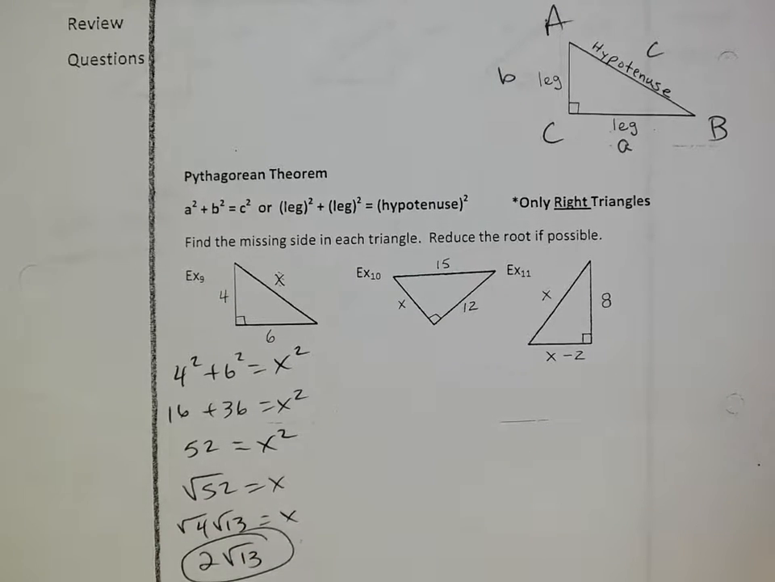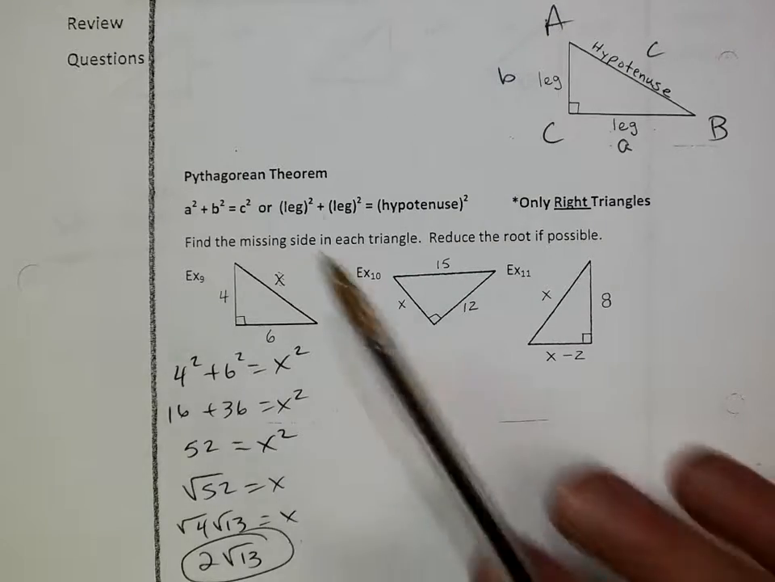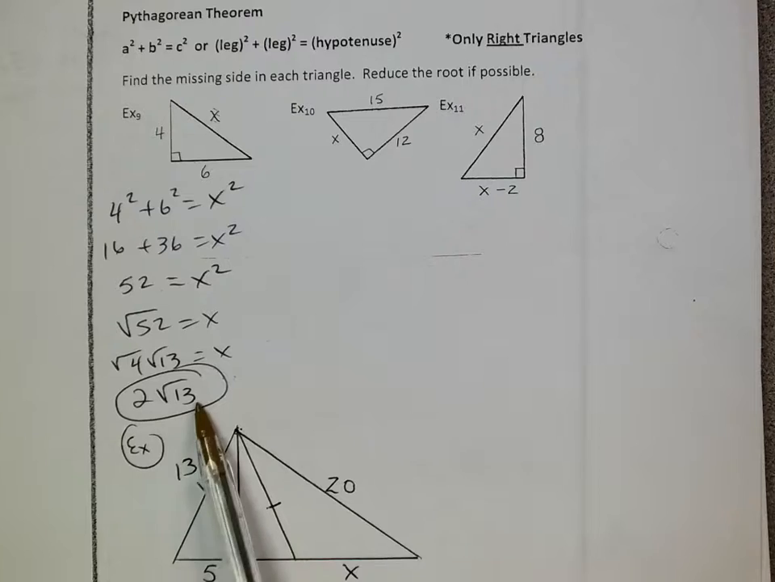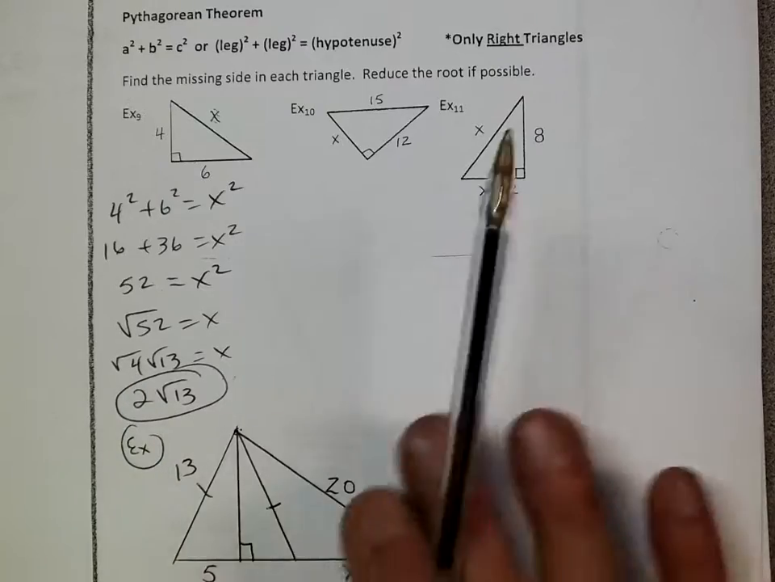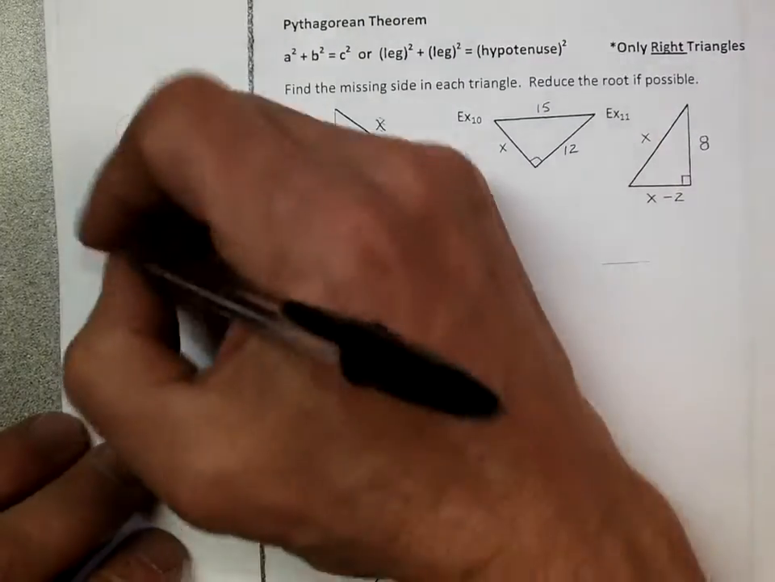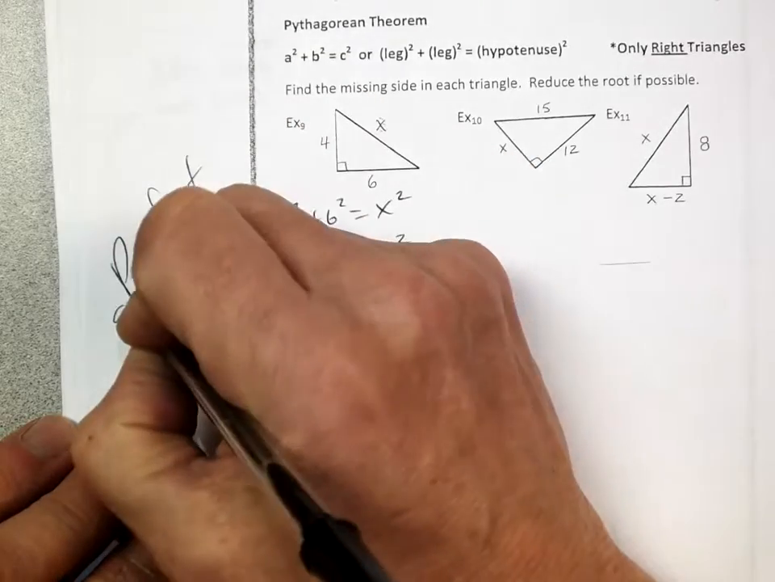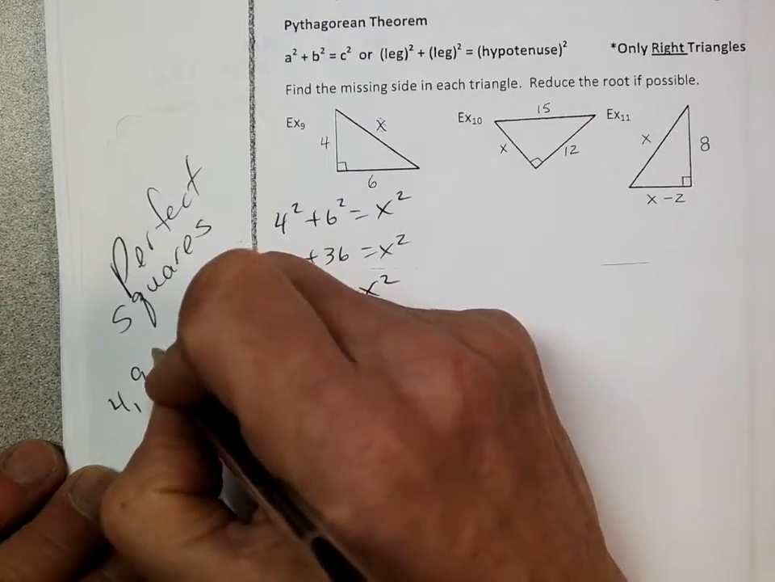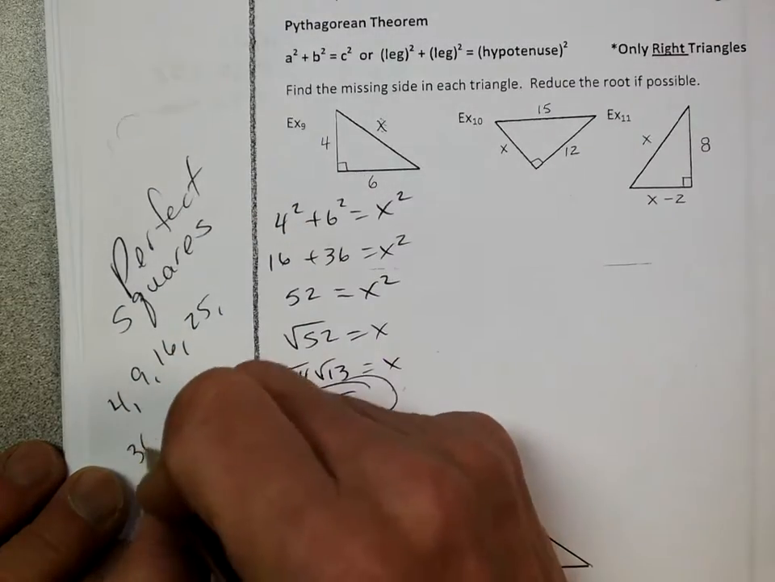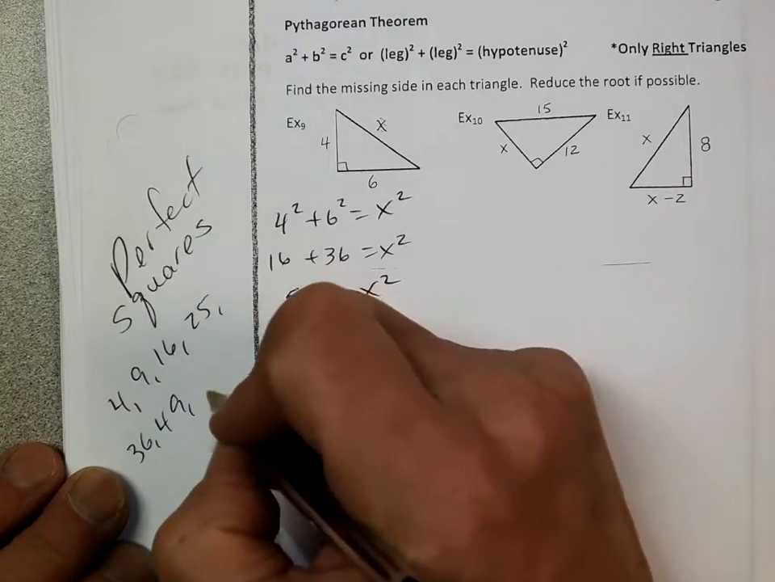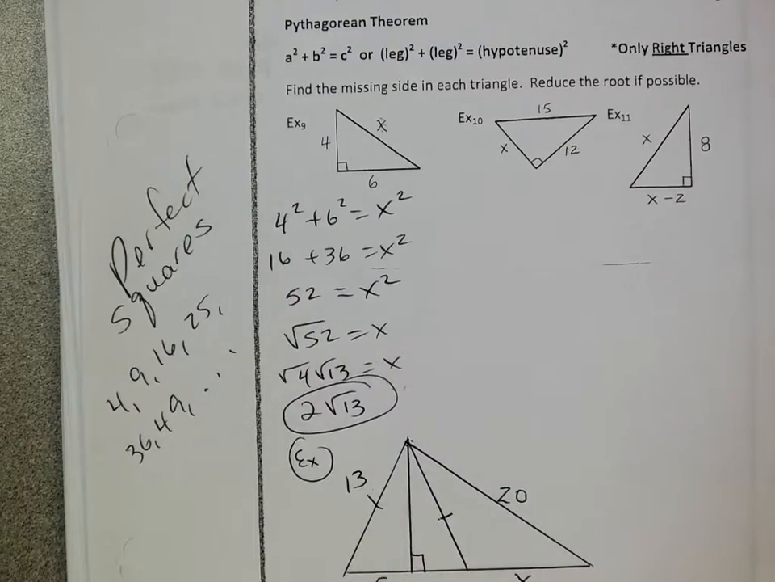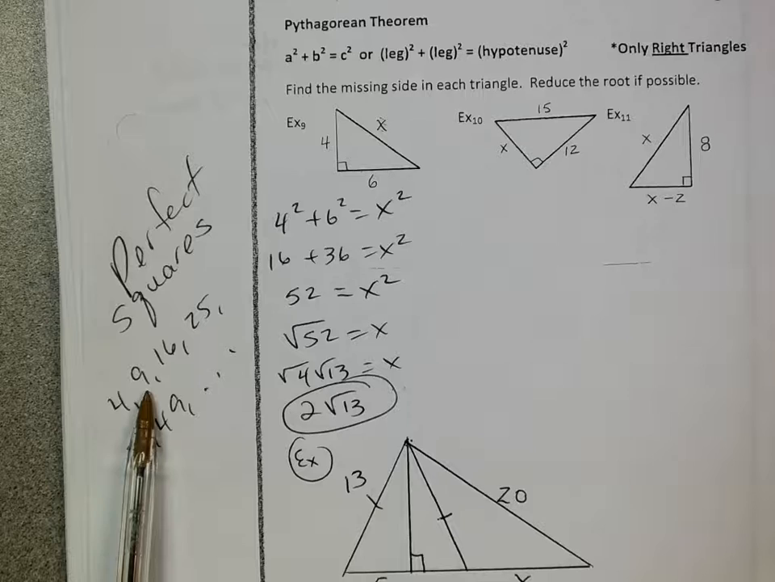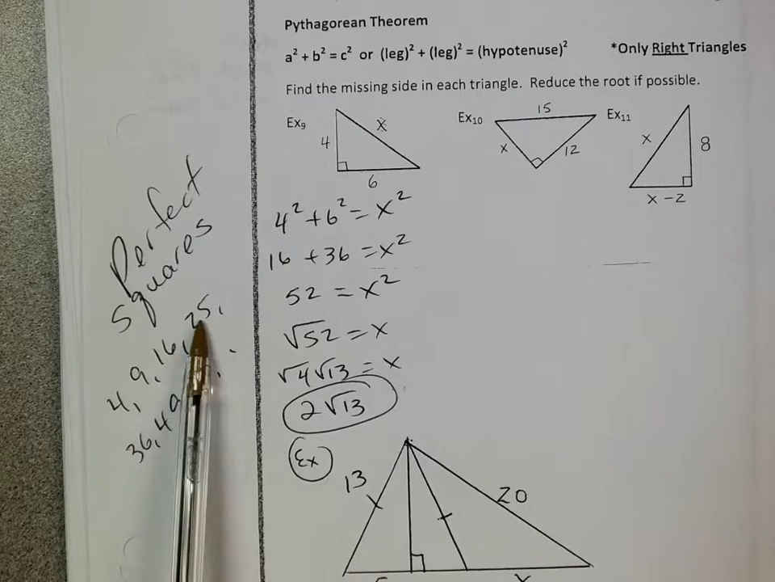Now, there's two types of answers. One is a mathematical answer. One's an answer a math teacher likes. 2 square roots of 13. Yes, Jaden. Great question. So here's what I call perfect squares, and I'll write them down again. These are perfect squares. 4, 9, 16, 25, 36, 49. Those are perfect squares because they have nice square roots, right? Like the square root of 4 is 2, the square root of 9 is 3, and the square root of 16 is 4. The square root of 25 is 5.